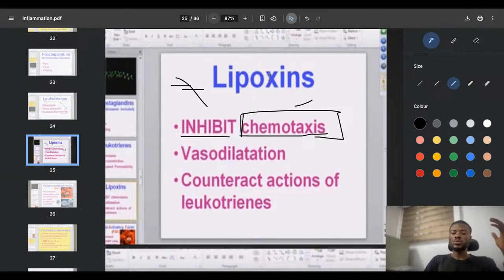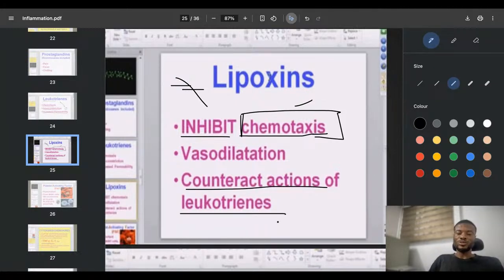In other circumstances too, they are causing vasodilation, and that's what I was saying. My attention had not even been drawn to that. They counteract the actions of what? Leukotrienes. So the two of them shouldn't be at the same place. They shouldn't be released at the same time because their actions are contra. They are anti one another. I hadn't even seen it. But you see, their actions are contra one another.